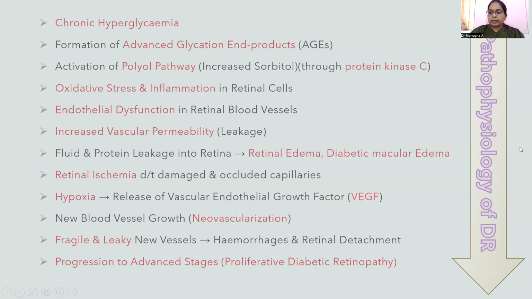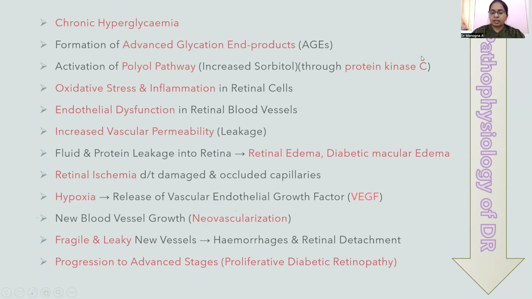Okay, so this is the entire pathophysiology of diabetic retinopathy. You need not know everything in this, but the ones that I have highlighted, you definitely have to know. So, chronic hyperglycemia leads to formation of advanced glycated end products, due to which there is activation of the polyol pathway, that sorbitol pathway, as we call it. And the activation occurs through protein kinase C.